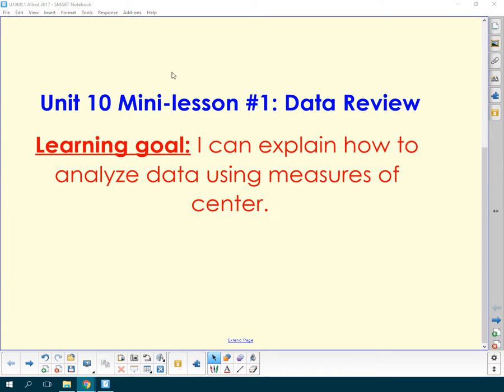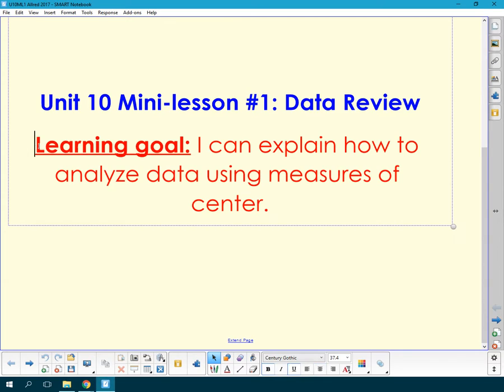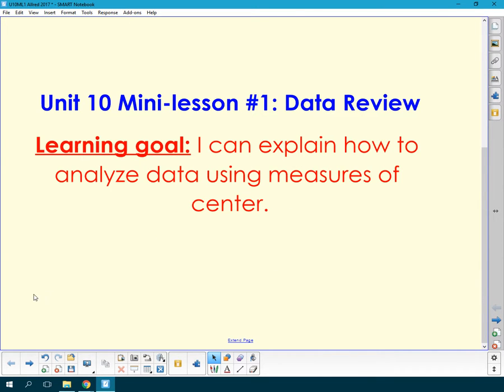This is your first entry in your table of contents for Unit 10. We're going to talk about some different things with statistics and data, kind of a review of sixth grade, some things you should remember from sixth grade. You should be able to explain how to analyze data using these different measures of center by the end of today's lesson. That's today's learning goal. I think it's pretty important. All right, we're going to go ahead and get started.